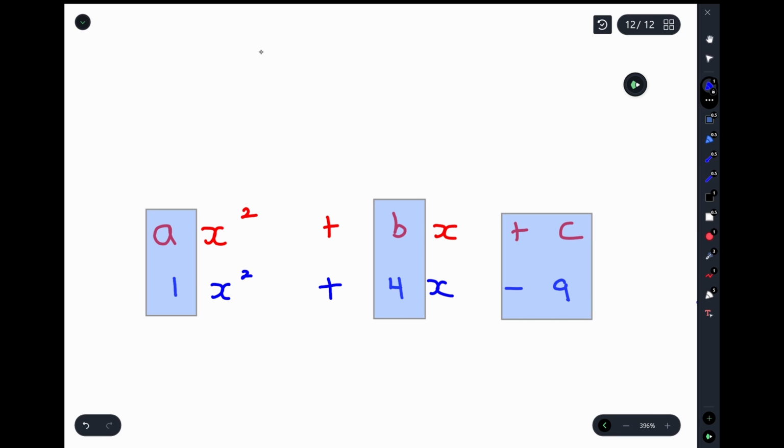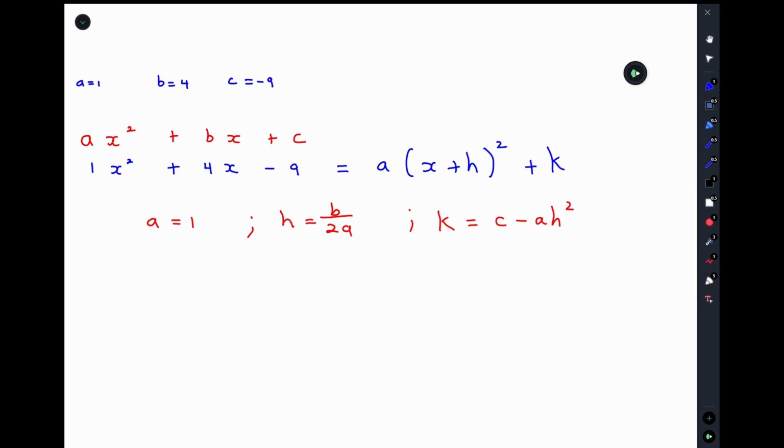So we take note of this. A is equal to 1, b is equal to positive 4, and c is equal to negative 9. This is the quickest way to place a quadratic in vertex form. We simply use some formula. A is the coefficient of x squared. In this case, a is 1. H is equal to b divided by 2a. K is equal to c minus ah squared.